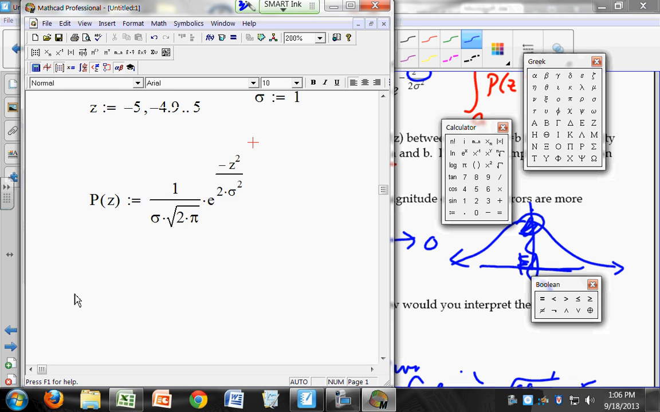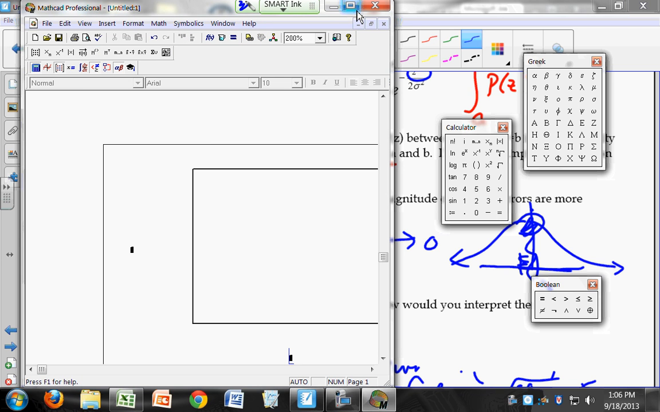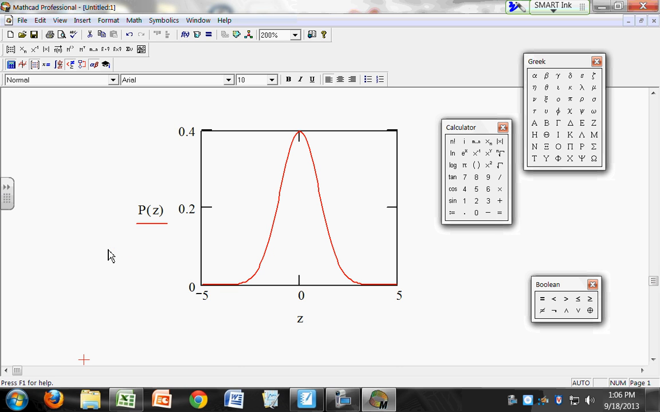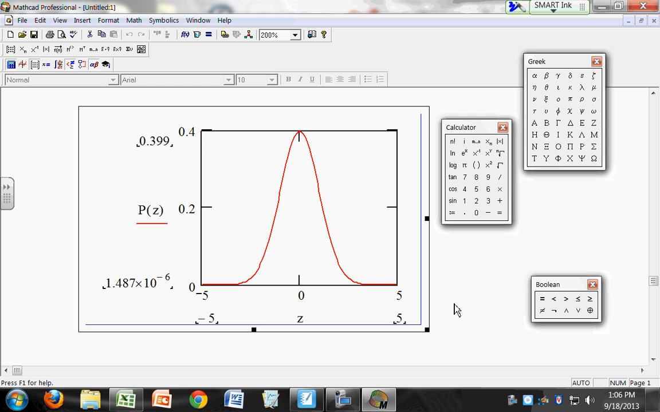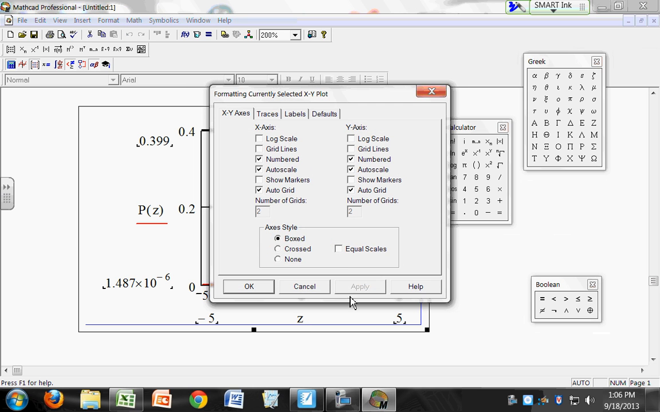So if I were to plot this, what would I get? Insert graph, xy plot. Let's just make sure we do get a bell curve. Plot z and P of z right there. Okay? That's your bell curve. You can see it's pretty much dead by what?